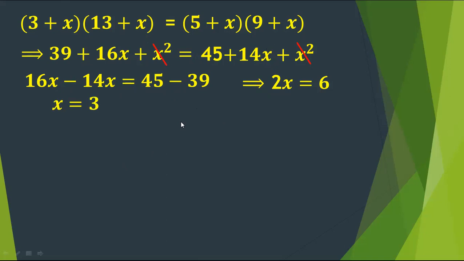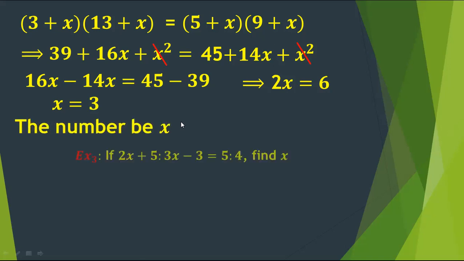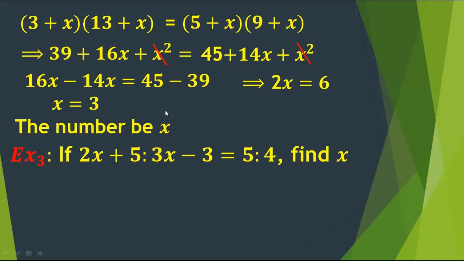x equals 3. Check your answer: take the numbers 5, 8, add 3, and check the rule. If the numbers are in proportion, then your result is correct.